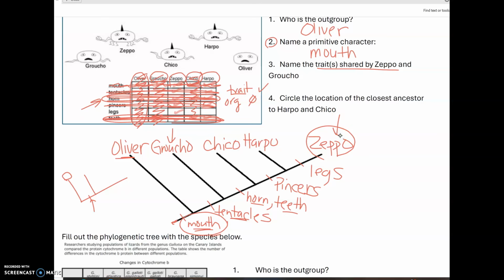So if I track back, I don't want to make too big of a mess here, but I'm going to change to highlighter. Okay, so if I track Zeppo back to the root, these are all the traits Zeppo has. Everything I hit along that line from here down to the root.